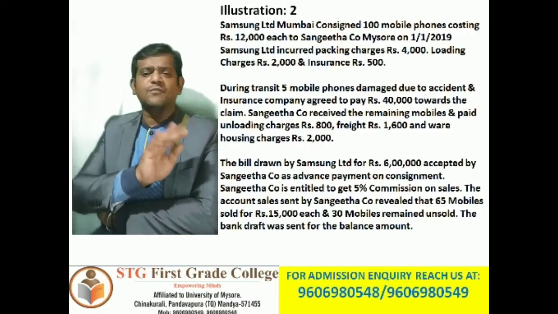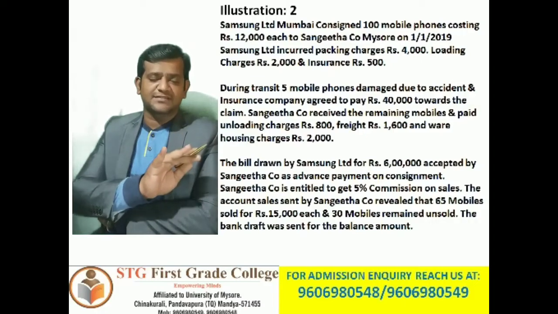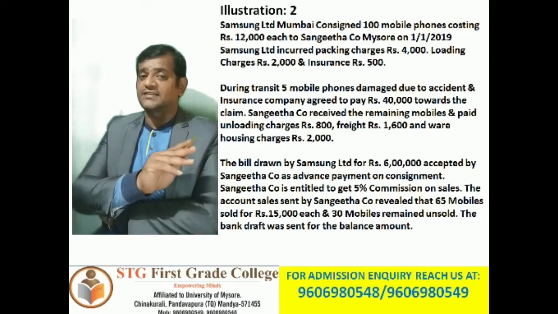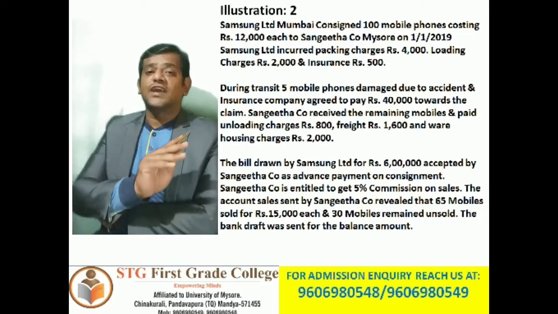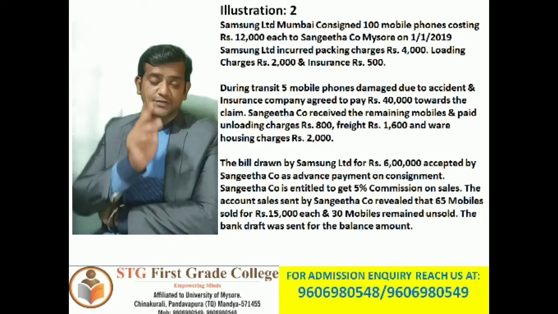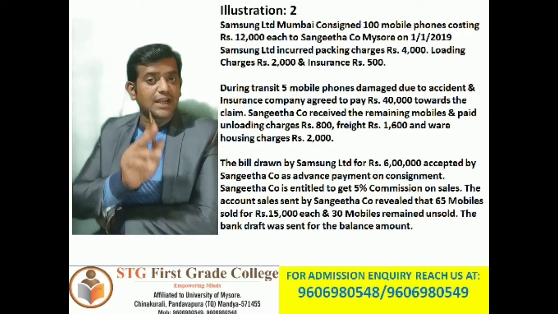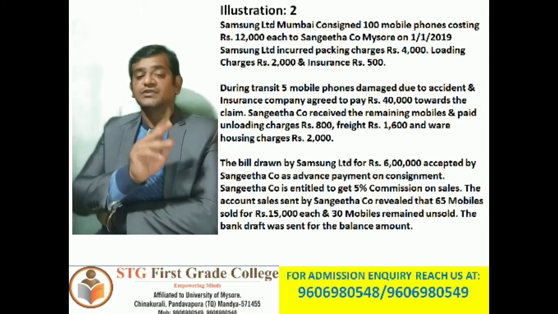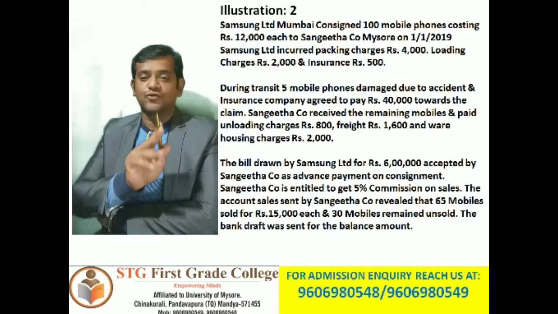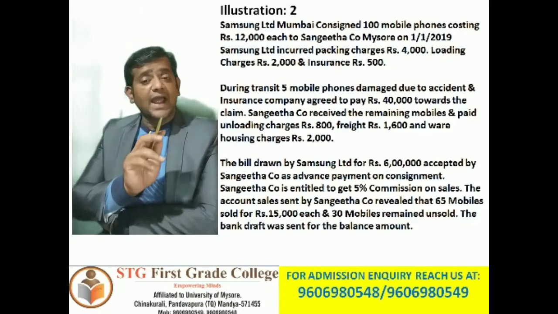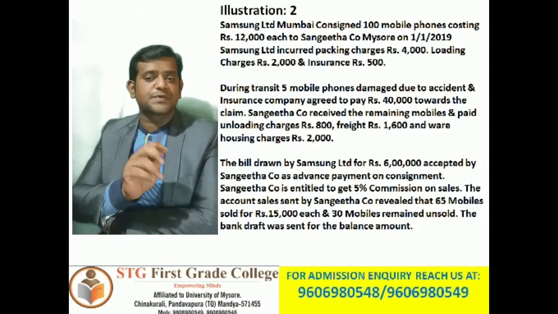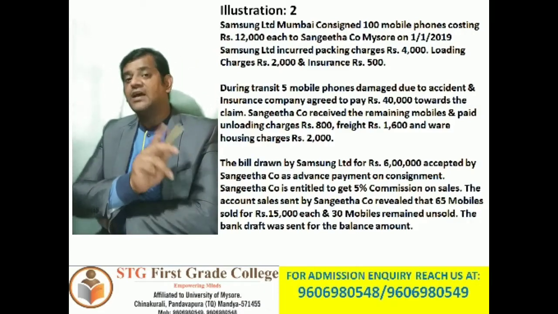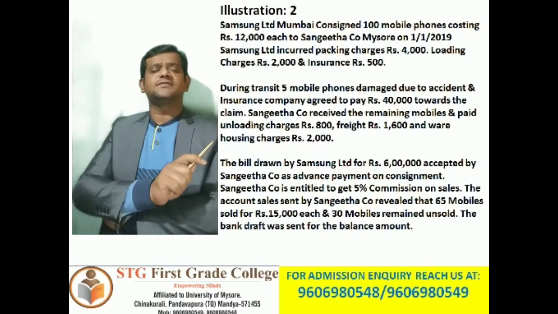During the transit, 5 mobile phones are damaged due to an accident. So obviously, whenever goods are damaged in an accident, we have to calculate abnormal loss. Be clear, we are going to calculate abnormal loss whenever the goods meet with an accident. So here during the transit, 5 mobile phones were damaged due to an accident, and the insurance company agreed to pay rupees 40,000. So how much is the insurance company compensating? 40,000 rupees towards the claim.